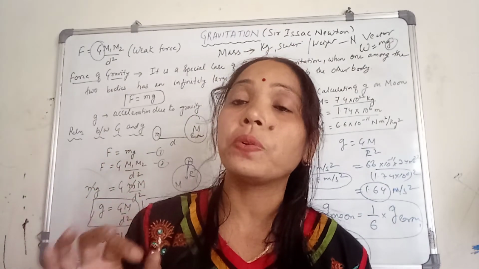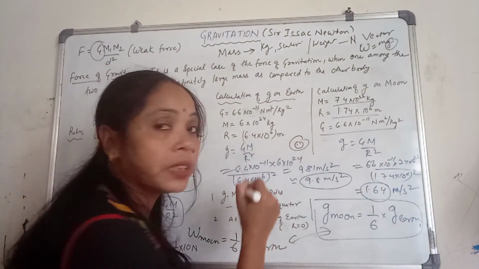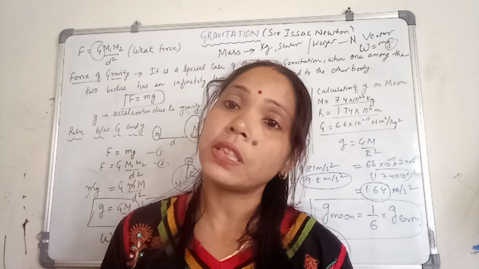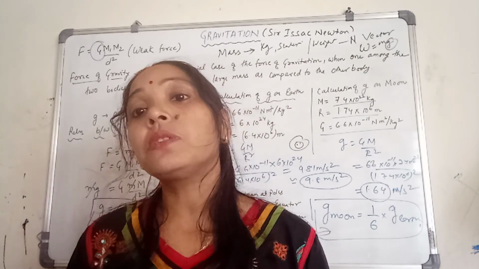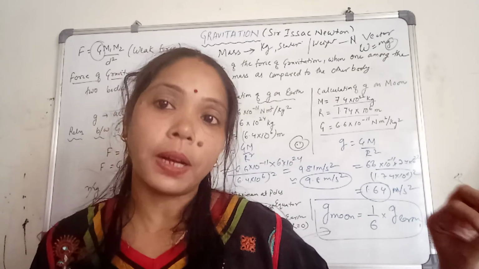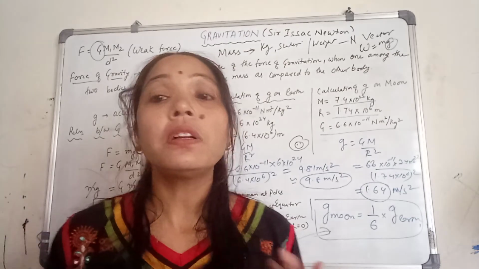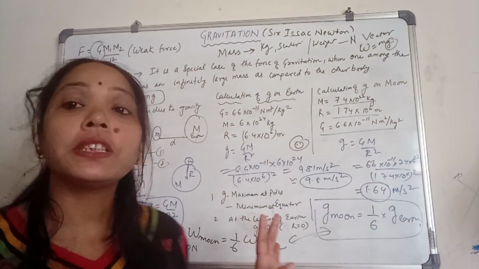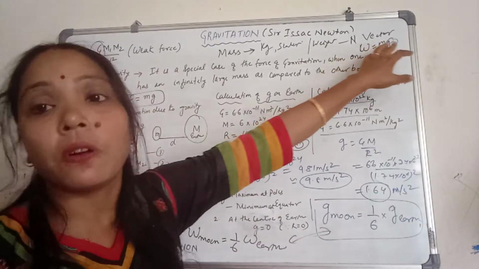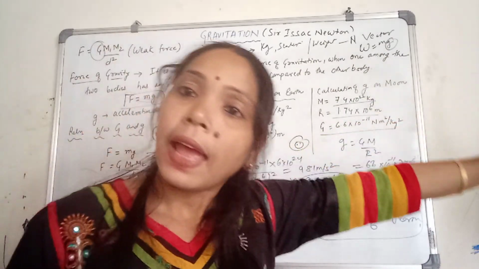And if you want to find it at the center of the earth, acceleration due to gravity is 0, because when you come to the center, the radius is 0, meaning there is no distance between the two bodies. That is why if a person is at the center of the earth, the person will feel weightlessness. That is, the acceleration due to gravity is 0. If the acceleration due to gravity is 0, the weight is also 0, because weight is the force given by W equal to mg.